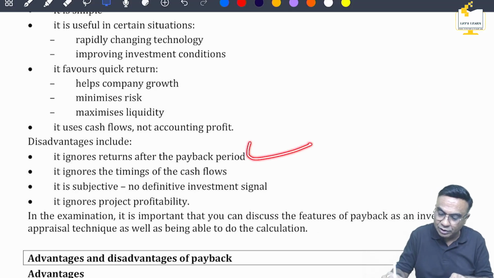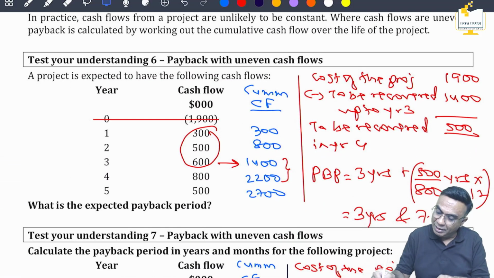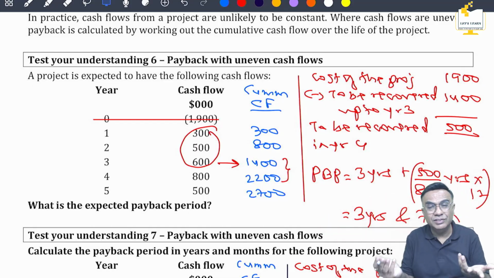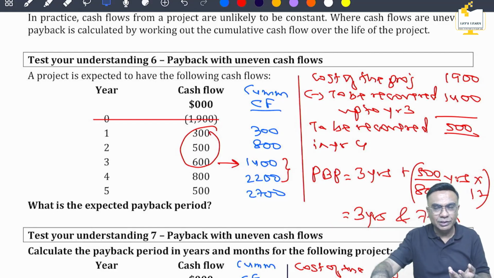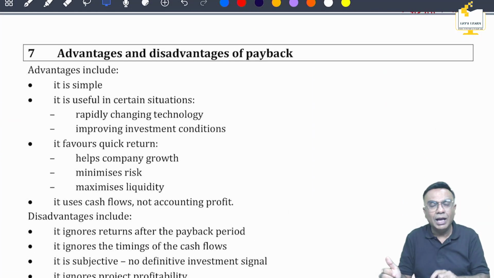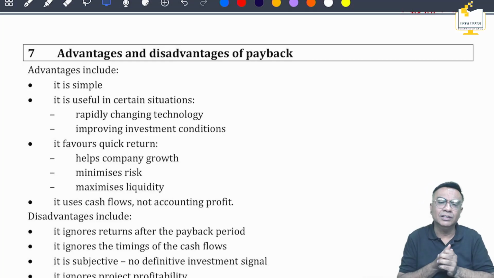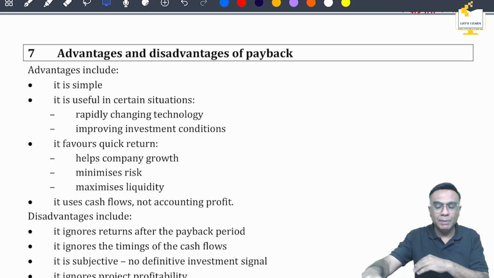Disadvantages: it ignores returns after the payback. For example, say here we got a payback of 3 years and 7.5 months or 8 months approx. So what we are going to earn in the 5th year, we are not considering. We are just concentrating on recovery of the cost. So what will be the cash flows after the payback period, we are not considering. For example, if you have a project of 5 years, then all 5 years cash flow should be considered. But here we are ignoring the cash flows which are after the payback.